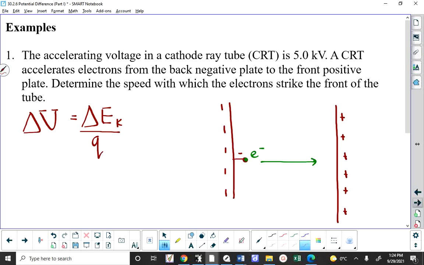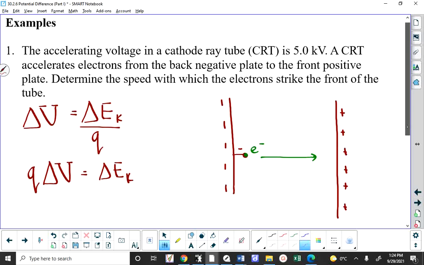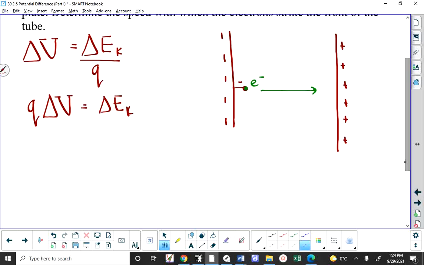I'm going to now cross multiply. So Q times delta V equals change in kinetic energy. Then I'm going to alter this a little bit more and ask you to figure out why what I've written, although correct and it works, won't always work for a question like this. Why am I allowed to just put 1/2 mv squared there for delta EK?